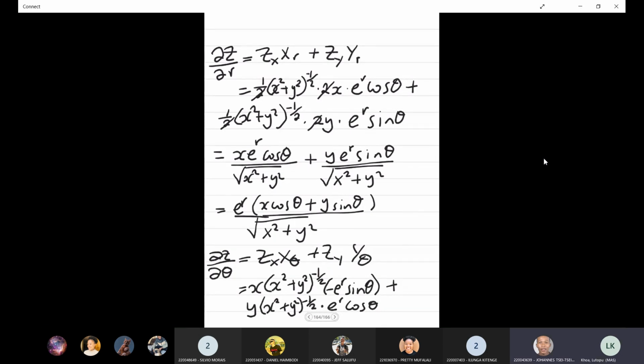When deriving x_r, wasn't it supposed to be 2x e to the power of r cos theta minus e to the power of r sine theta, when we're differentiating x with respect to r? Yes. When we differentiate x with respect to r, the answer is e to the power of r cos theta.